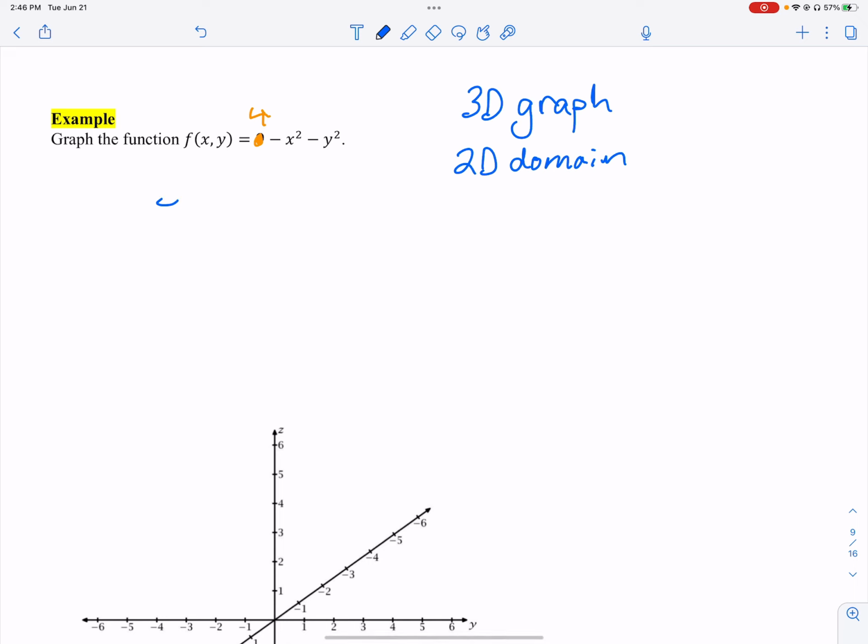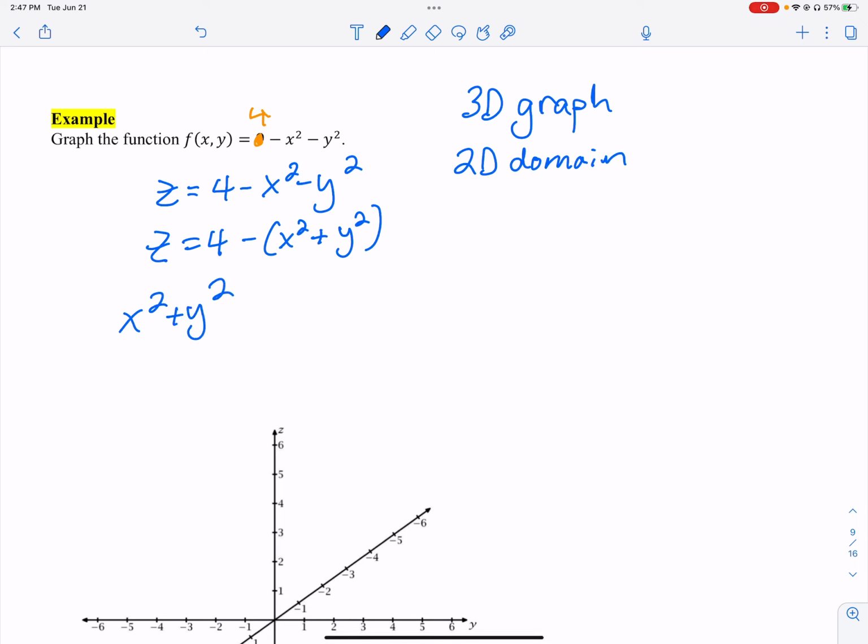So I take this thing, I set it equal to z, 4 minus x squared minus y squared. I can factor that x squared plus y squared out for the negative, and then I can just add it to the other side. Actually, yeah, let's add that to the other side. x squared plus y squared, that becomes a positive, and then I'm going to subtract z to the other side.